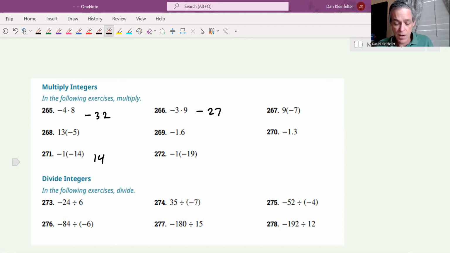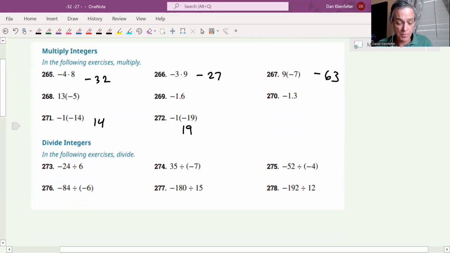We have a negative times positive there. And then 272 is going to give you positive 19. 267 will be negative 63.